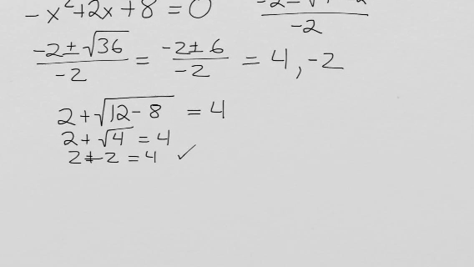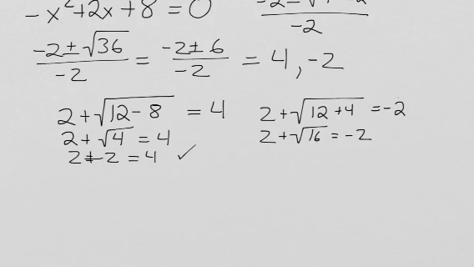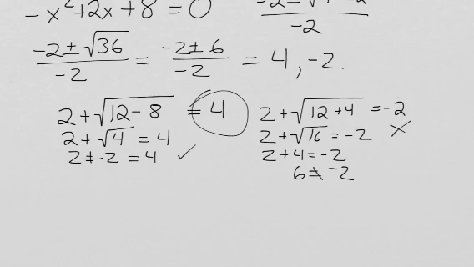Now if we try plugging in the negative 2, we end up with 2 plus the square root of 12. Negative 2 times negative 2 is 4, so we end up with plus 4 equals negative 2. So we have 2 plus the square root of 16 equals negative 2. So 2 plus 4 equals negative 2, which clearly that's not the case, because 6 does not equal negative 2. So negative 2 is not a good answer. So our single answer here is the 4.